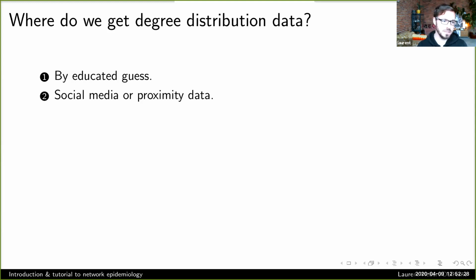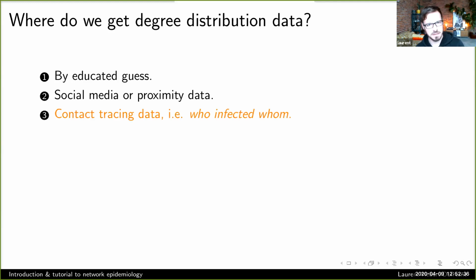You could have some proximity data, right, from social media, cell phone, GPS, or people wearing little chips. That's out there. In practice for diseases, we often rely on contact tracing data. So that's literally data about who infected whom. That comes from epidemiological detectives who go through and do the work of gathering that data. It's actually more of an intervention.